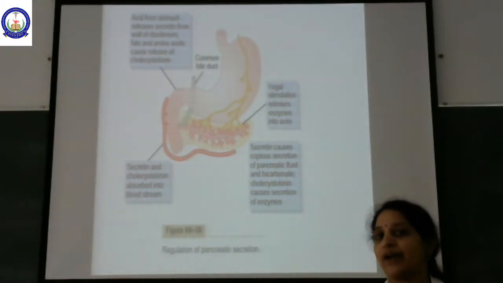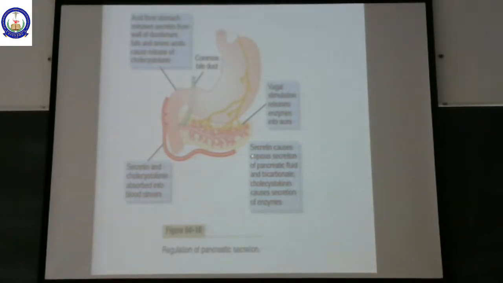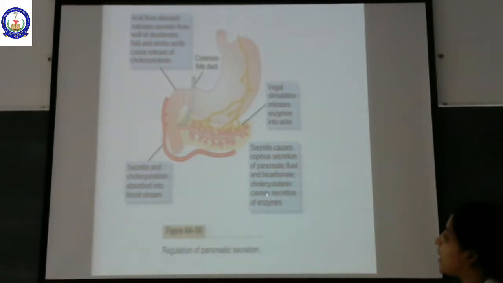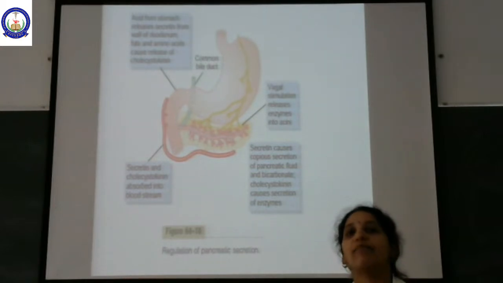They have two different roles. Secretin is going to increase the secretion of pancreatic fluid and also the bicarbonate. Whereas cholecystokinin is going to cause secretion of the enzymes. I repeat, secretin is going to increase pancreatic fluid and bicarbonate secretion.